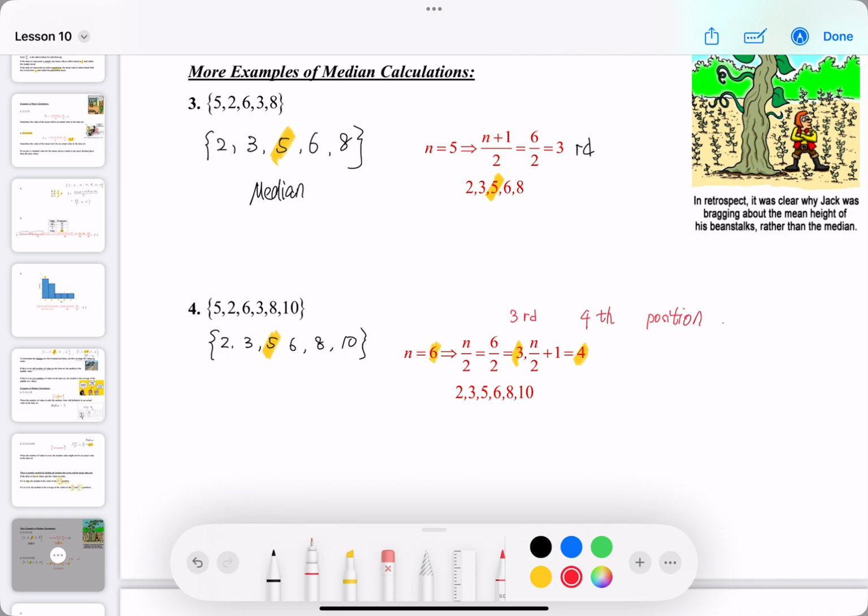It doesn't mean the value 3 and value 4. Okay, let's find the third position is 5. Fourth position is 6. So 5 and 6, they are the two middle numbers. So finding the median, it is adding these two middle numbers together divided by 2. It is 5.5. For this question, the median is 5.5.